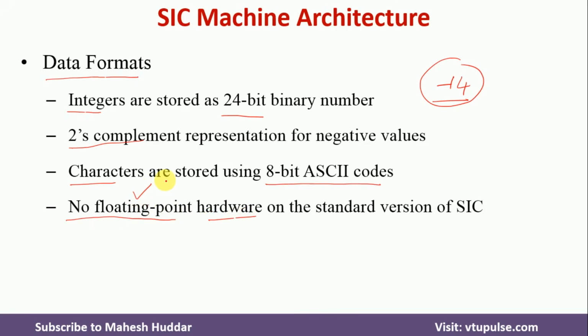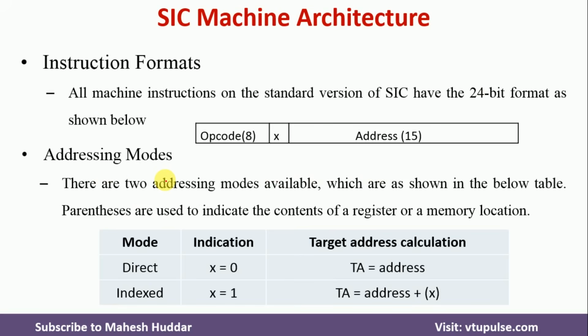But the next version, SIC/XE, supports floating point numbers. We will discuss SIC/XE in the next video. Now coming back to the instruction format, a very important part of any architecture, because without knowledge of the instruction format, we will not be able to design any system software. It is also important when we want to convert an assembly language program into machine understandable language, called the object code.